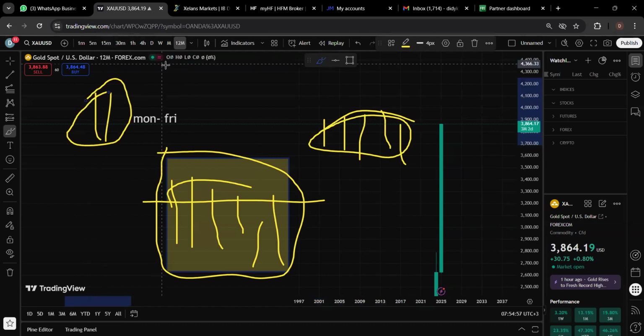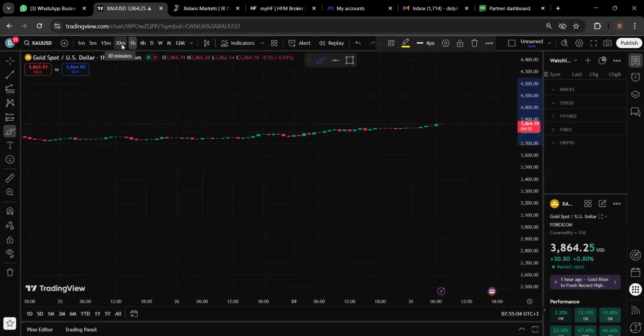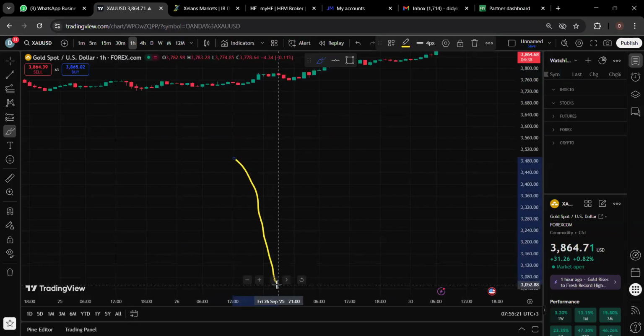So when you see me changing from 1 hour to 30 minutes, it means I'm splitting this 1 hour candle into 2. So I'll have 2 candles, each having 30 minutes. So that's what I mean. I hope that one is clear for the beginners, for the guys who are new.